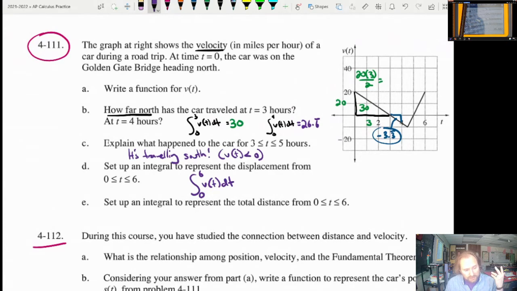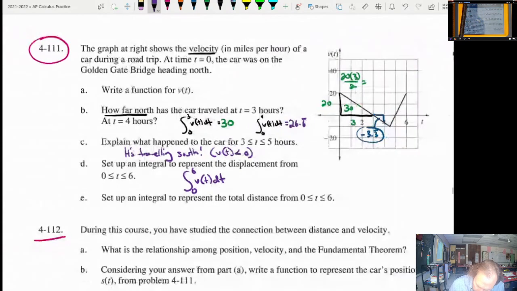Set up an integral representing the total distance from 0 to 6. That would be the same thing, I suppose. What is the difference? During the time t equals 0, the car was on the Golden Gate Bridge heading north. So, total distance. I see what we're going to do.